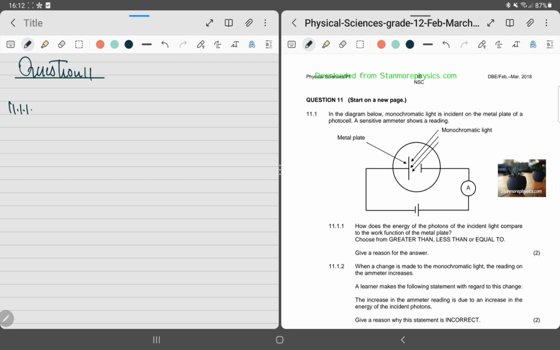11.1.1. How does the energy of the photons of the incident light compare to the work function of the metal plate? Choose from greater than, less than, or equals to. So they are saying that the ammeter shows a reading. That can only mean that the energy of the photons is greater than the work function of the metal.